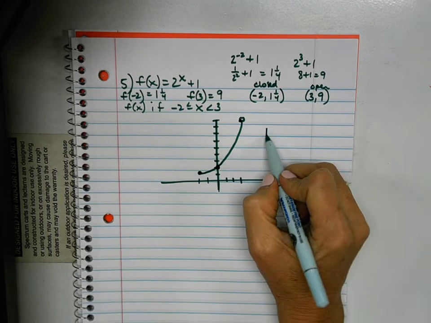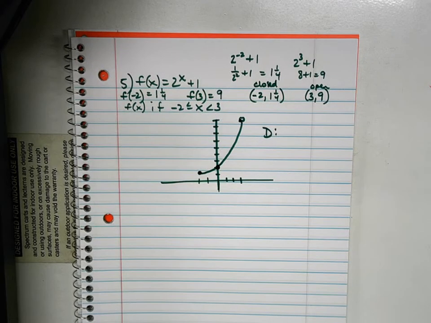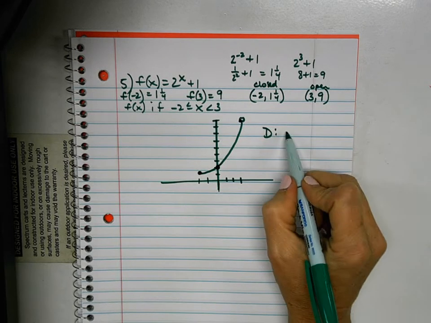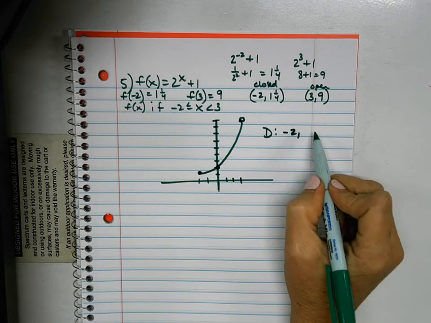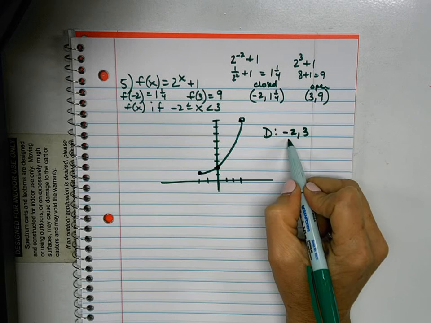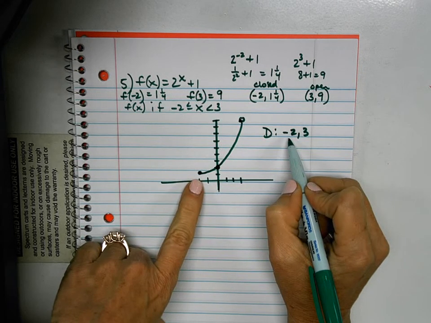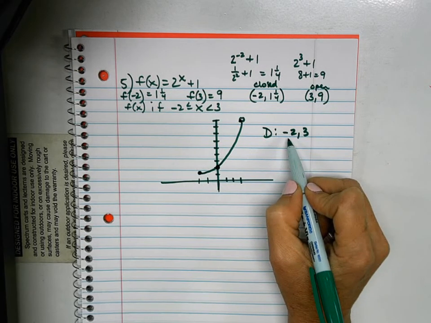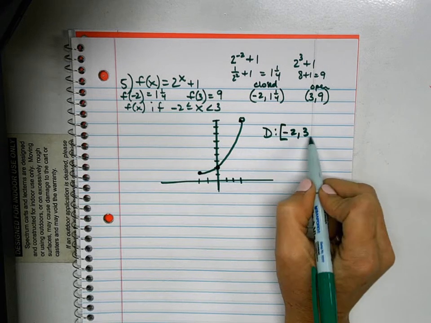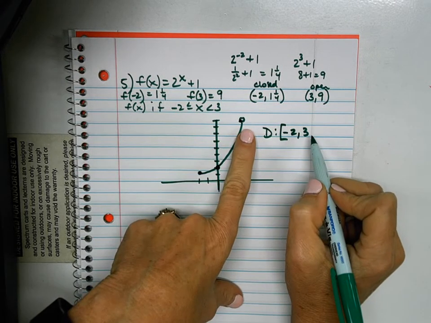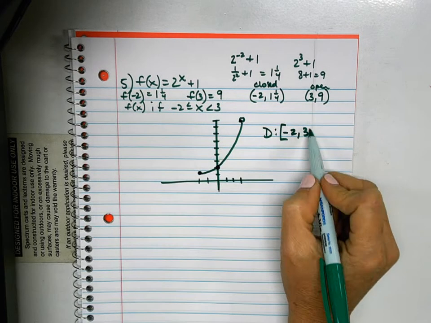For the domain, Kirsten, can you help me out with the domain here? What would it start at? -2. And where would it stop? 3. Bracket or parentheses with the -2? Does it hit it? It does, right? So that's the bracket, right? This guy's the bracket. And then here, it doesn't hit it, so that's the parentheses, yeah.